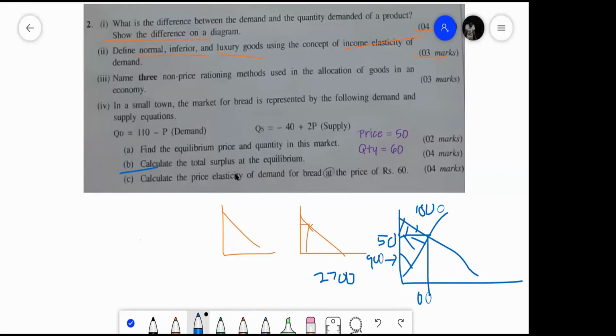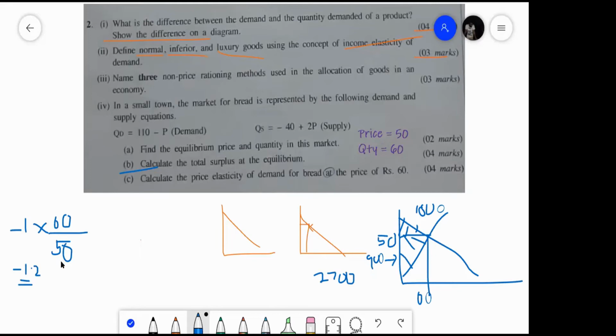Then they're asking to calculate price elasticity of demand for bread at the price of 60. So at the price of 60, what is the quantity demanded first? Here you have QD equals minus P, so minus P means minus 1 times P. Always the change in economic surplus will be equal to deadweight loss, yeah, most probably yes. Price is now 60. So at the price of 60, what is the quantity, guys? Quantity is 50 there. So you do this and then you calculate PED. So you get PED as minus 1.2.